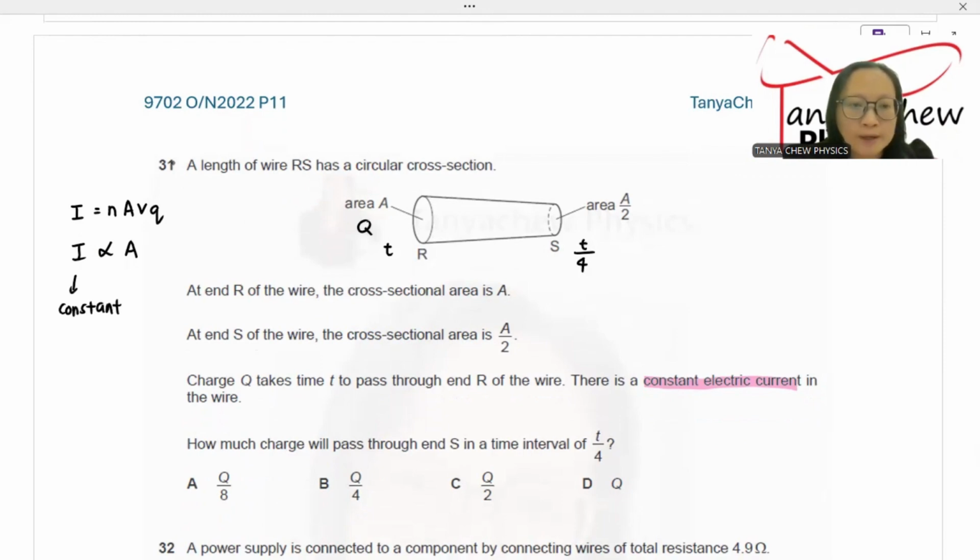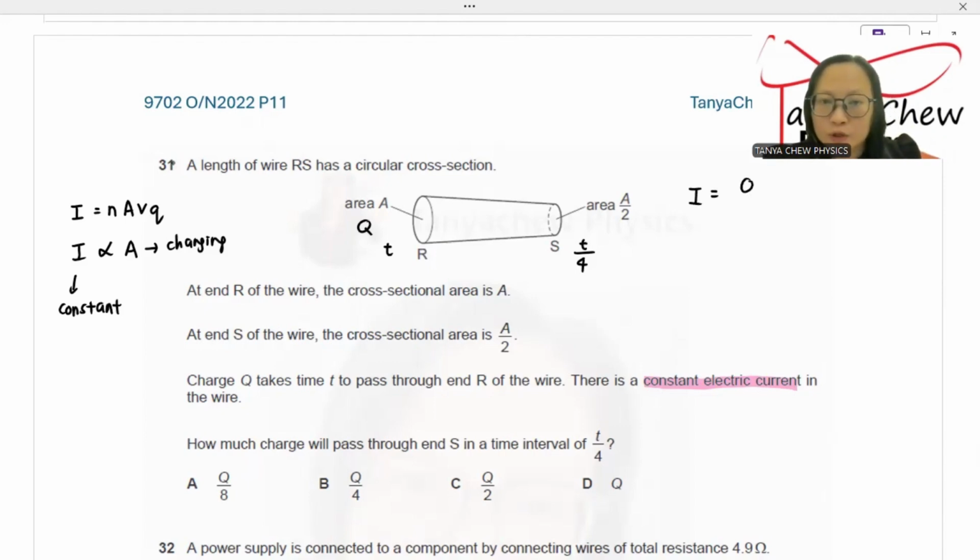But now, A represents cross-sectional area, but because the current is constant, this is constant. And this is the one that is changing. So I would say that A, cross-sectional area, is not affecting the value of the current, because the current is constant. Even though the cross-sectional area is changing, the current is still constant. The same amount of current flows through NR and NS. So that is why I use charge.